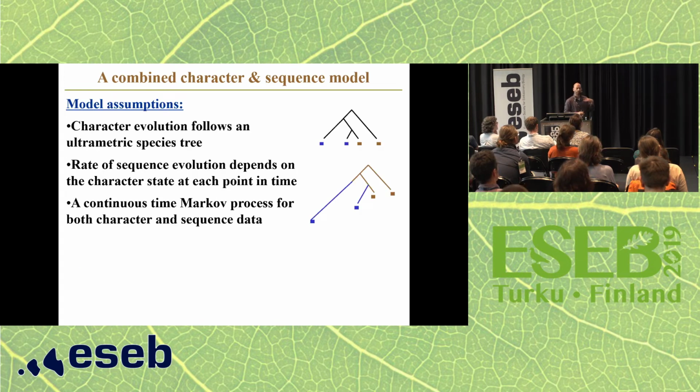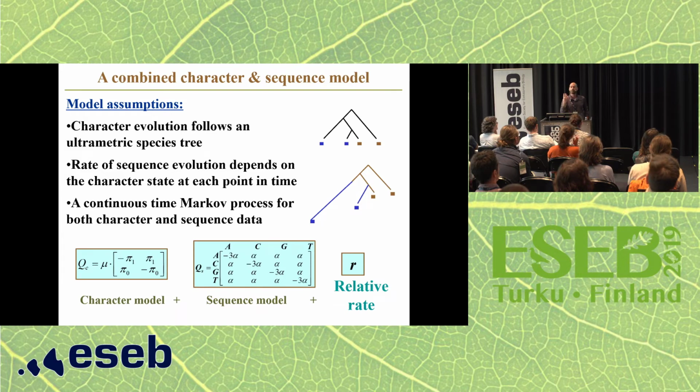Okay, so what are the model assumptions? First, we assume that the character evolution, or the trait data, evolves along the species phylogeny. Then we assume that the rate of evolution depends on the character trait at each point in time. So now we have two Markov processes, one for the evolution of the character data, one for the evolution of the sequence data. And we use continuous time Markov processes to model the evolution of both types of data.